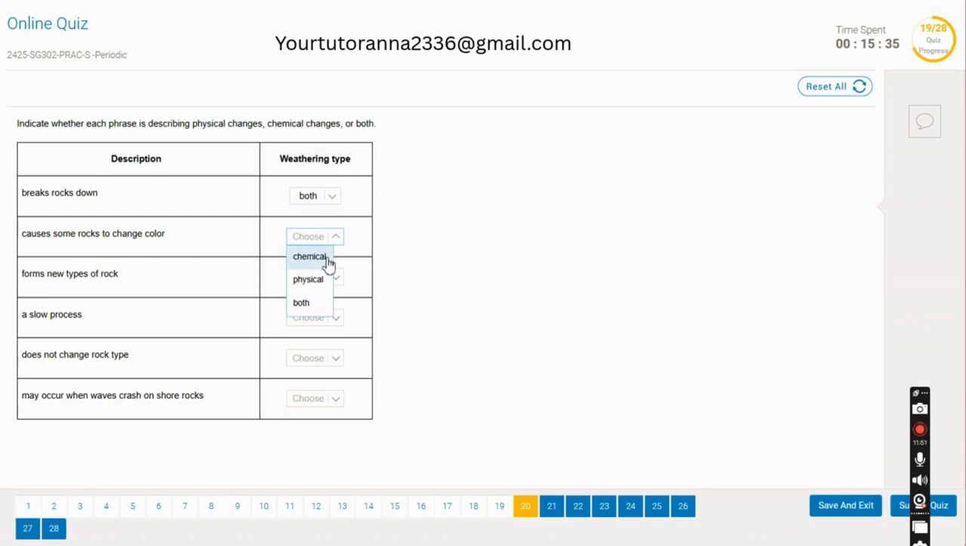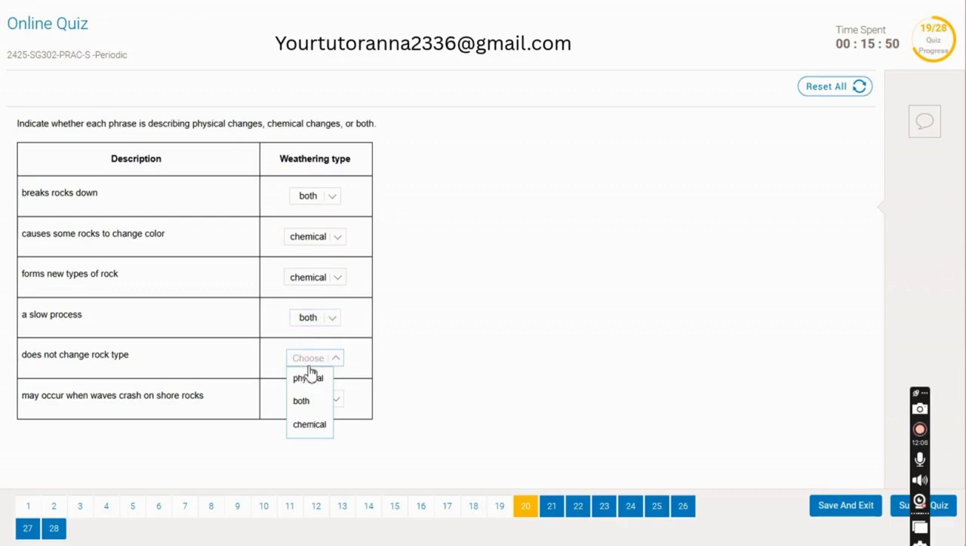That is our only chemical. Forms new type of rocks. What is that going to be? New type of, like they have left the old ones, the limestone, it became a new rock. Where was it mentioned? Only in the chemical. The next one, a slow process for both of them.